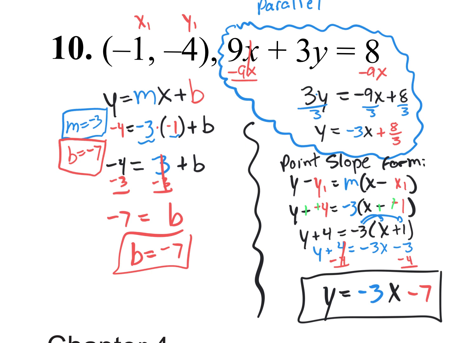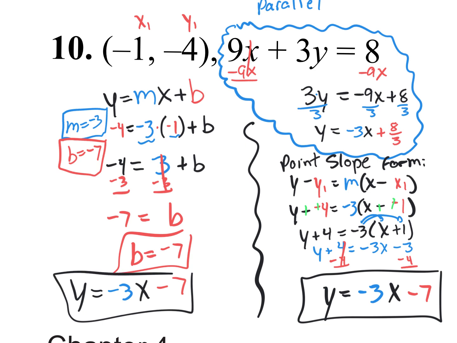And that's the answer. Let me write it. y equals mx plus b. y equals -3x minus 7. It's the same one that we found over here. It was just found completely different, right? In a different way.